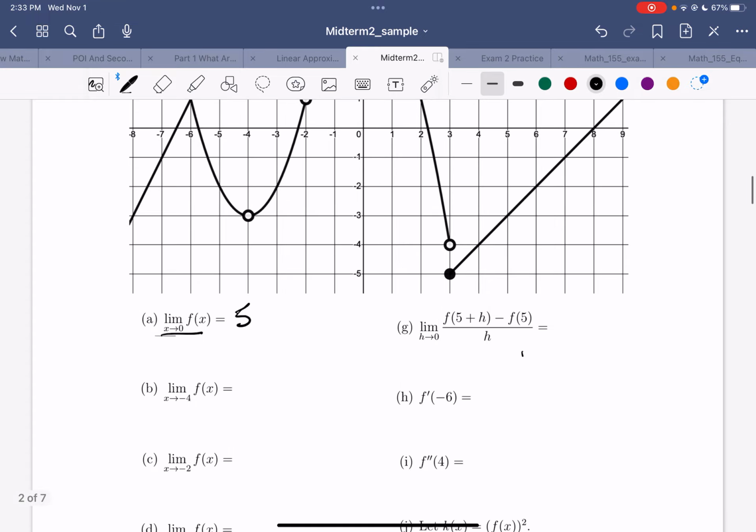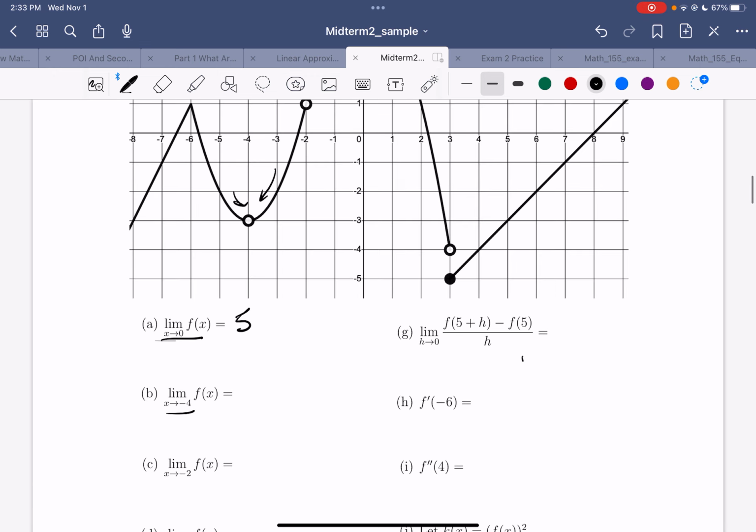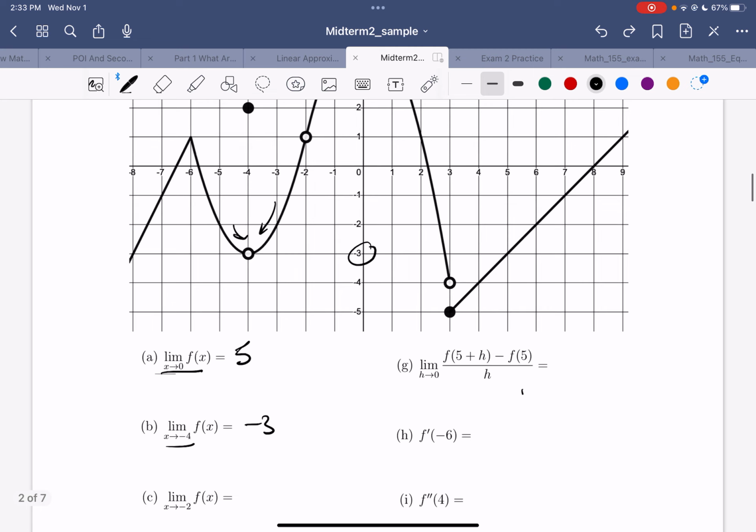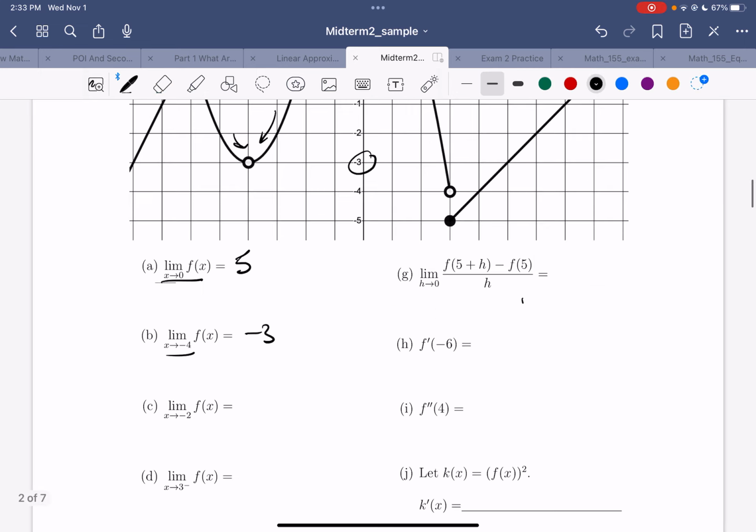And importantly, we mean what do you approach, right? So as x goes to -4, f approaches -3. It does not approach +2. I'm nowhere close to +2. Okay, the limit here is not +2. The limit is not the same thing as the function value. The limit's talking about what you approach. What are you getting closer to?